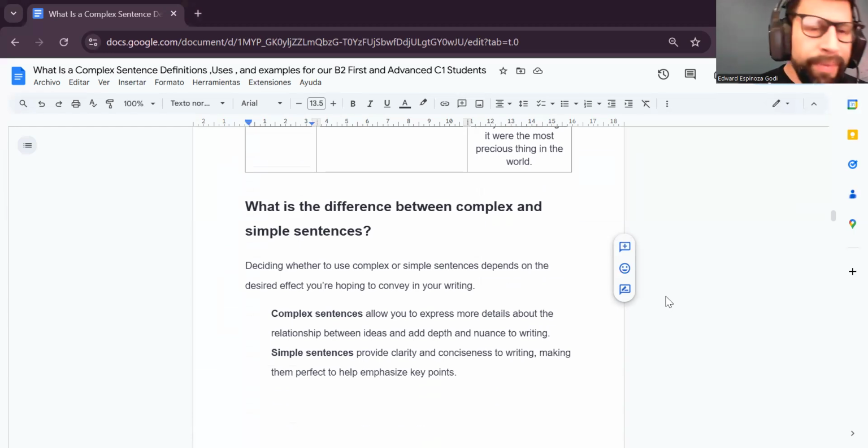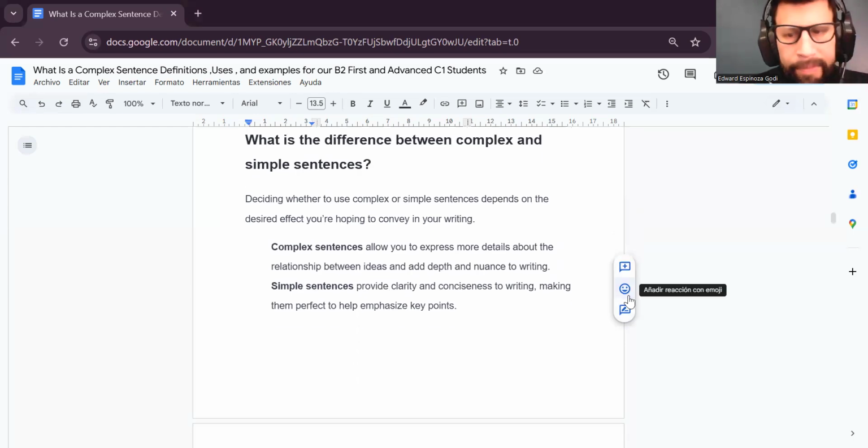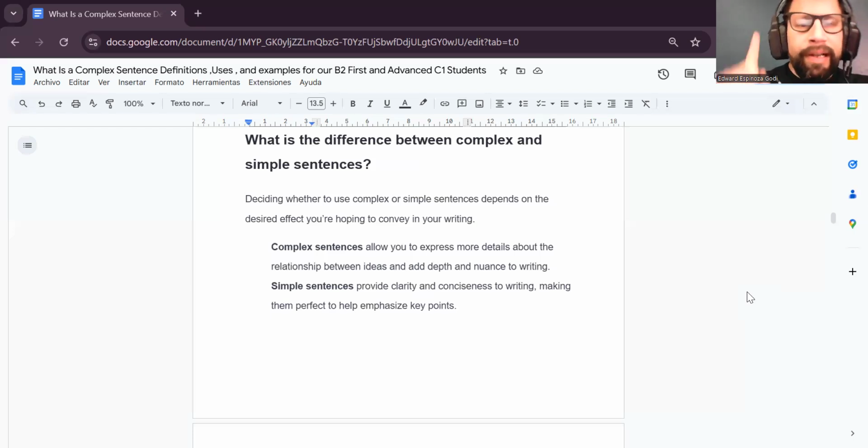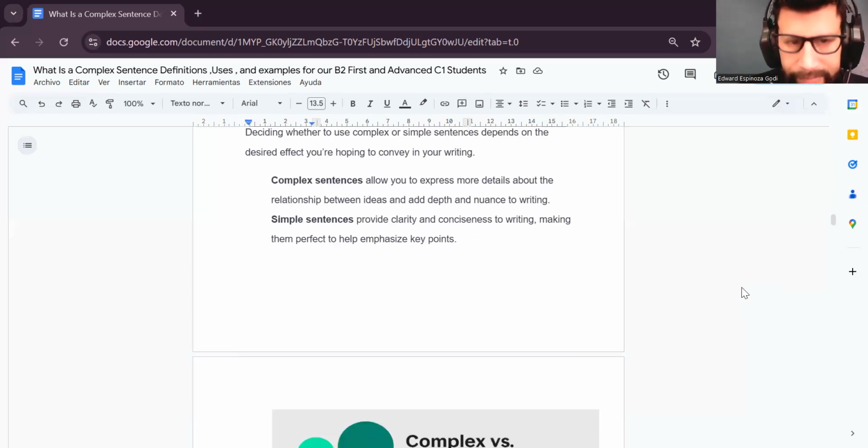What is the difference between complex and simple sentences? Deciding whether to use complex or simple sentences depends on the desired effect. As a speaker or as a writer, what am I expecting? What do I want, or what am I hoping to convey in my speech or in my writing? Complex sentences allow you to express more details about the relationship between ideas and add depth and nuance to your speech or writing. Simple sentences, my dear students, provide clarity and conciseness to writing, making them perfect to help emphasize key points.